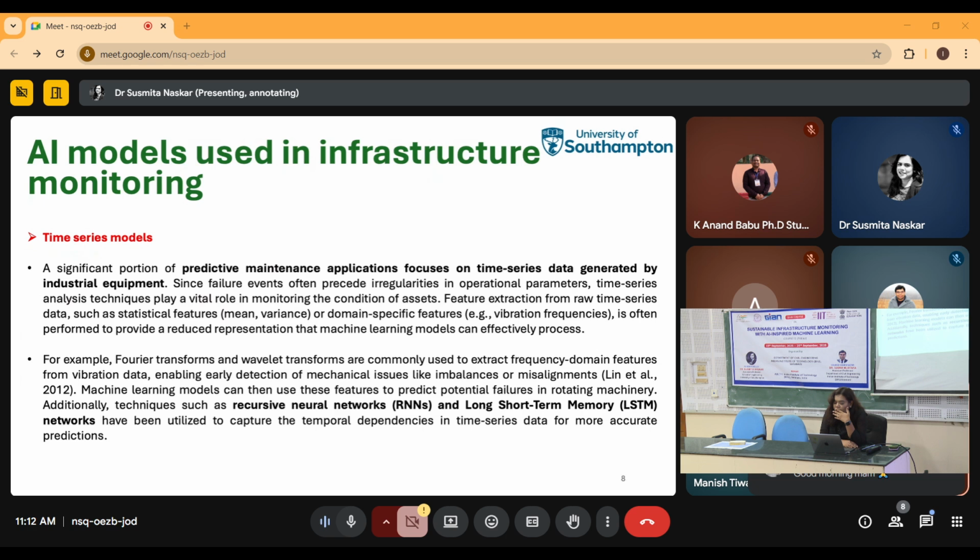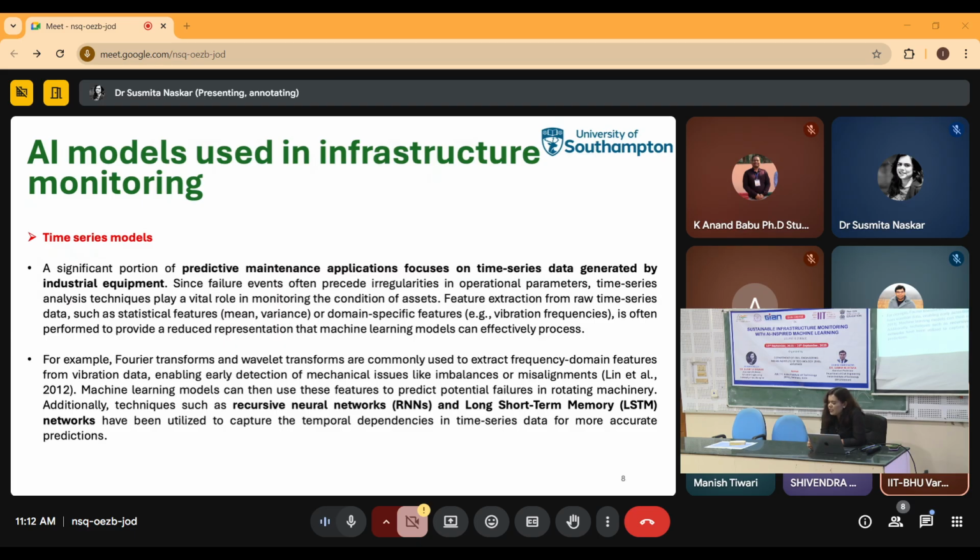A significant portion of predictive maintenance also relies on time series data, which is generated by industrial equipment. This is because equipment failures often result from small irregularities in the operational period. The process of building these time series models generally begins with feature extraction from the raw time series data.